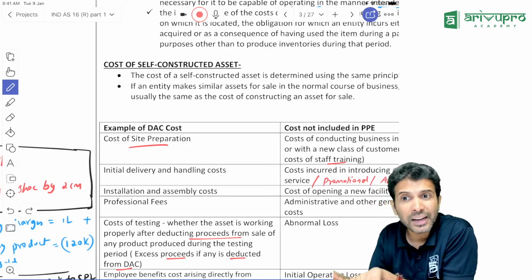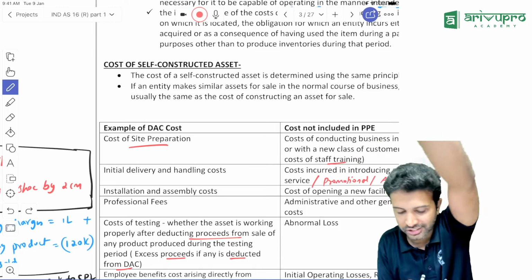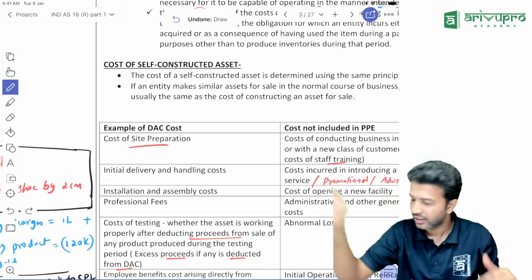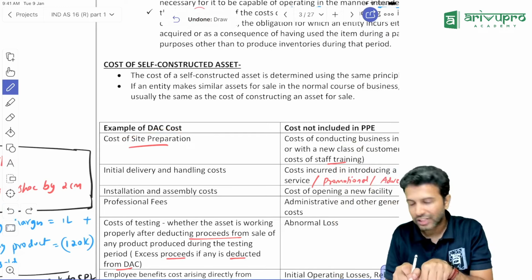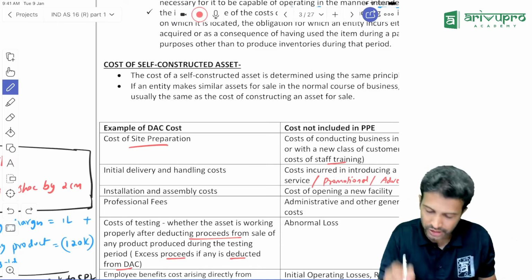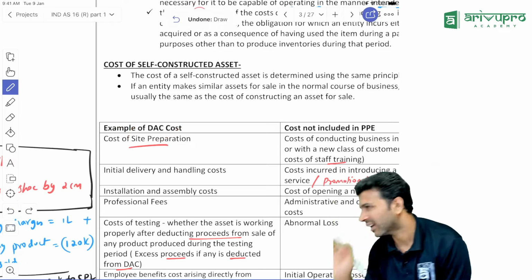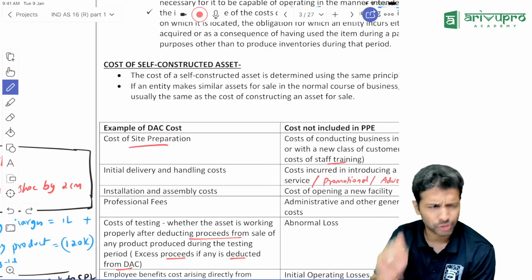Can I use my plant and machinery? No. To make the machinery ready to use, are these leveling charges required? Yes. That means it is a DAC. And will you transfer this expenditure to the P&L account or capitalize? So all this DAC cost will not be transferred to P&L, rather it will get capitalized, added to the cost of PP&E. Those are some examples.